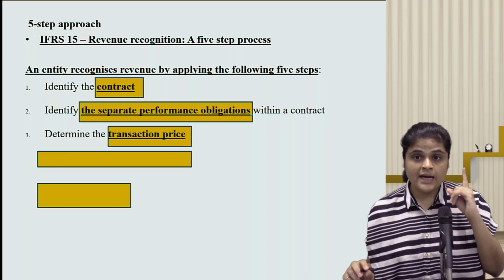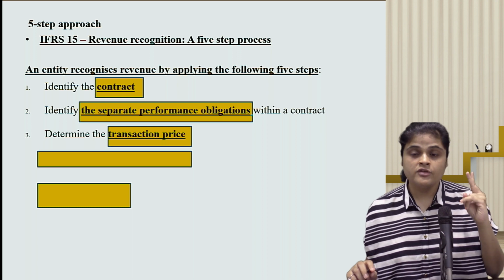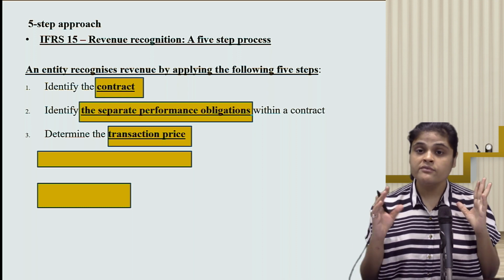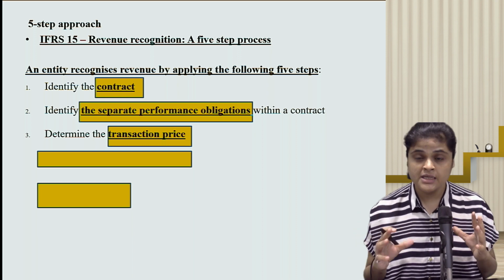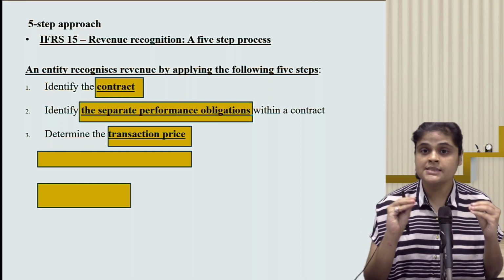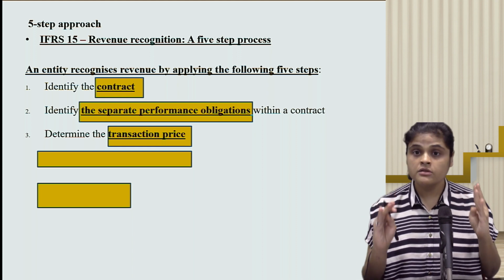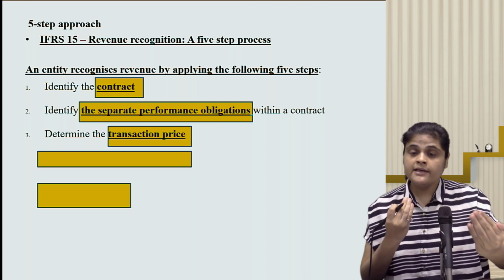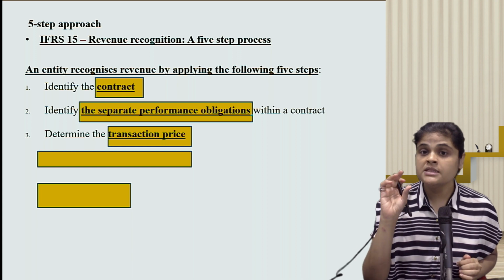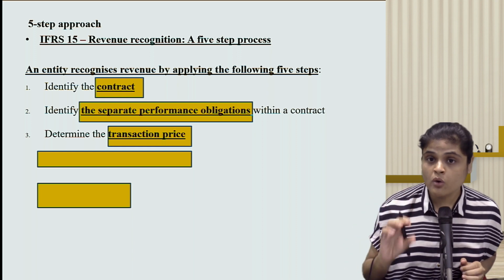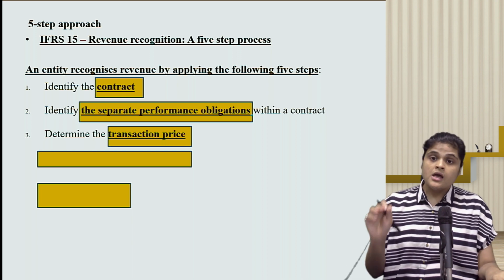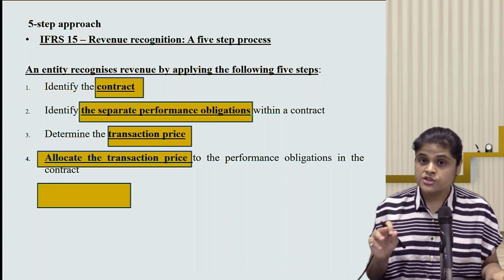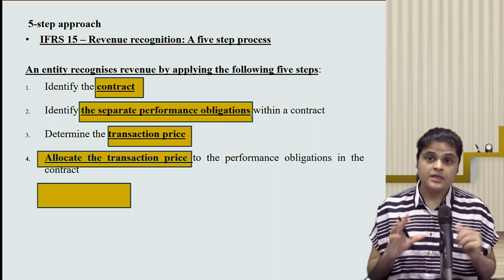So once we identify the contract, we go to step number 2, where we identify the performance obligation, I mean the promise between the seller and the buyer. Third step, what is the deal between the two parties, what will be the transaction price, because there is always a monetary consideration involved. After we determine the transaction price, we need to allocate.